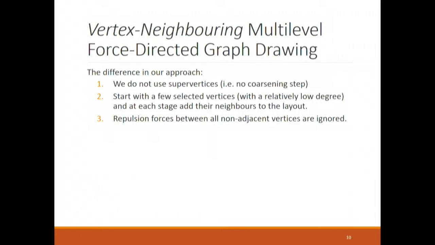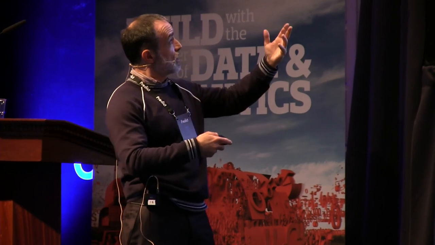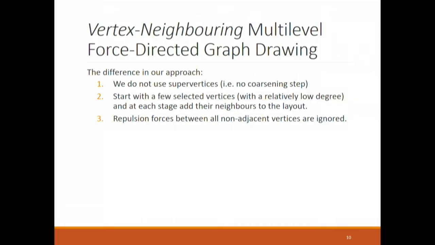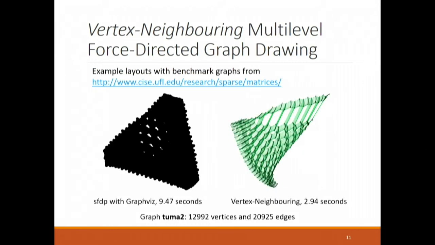The difference in the way we do it is that we don't use supervertices. We simplify that phase. We try to see what we can do if we drop this phase. We start with a few selected vertices. At each next level, in multiple levels, we add their neighbors to the layout, and we drop the repulsion force altogether from the algorithm. Our algorithm is faster in comparison to non-multi-level algorithms and gives good enough drawings. So we try to push here the simplification, how much we can simplify the algorithm before we lose quality. And I'll show you a few examples with a well-known benchmark data set.